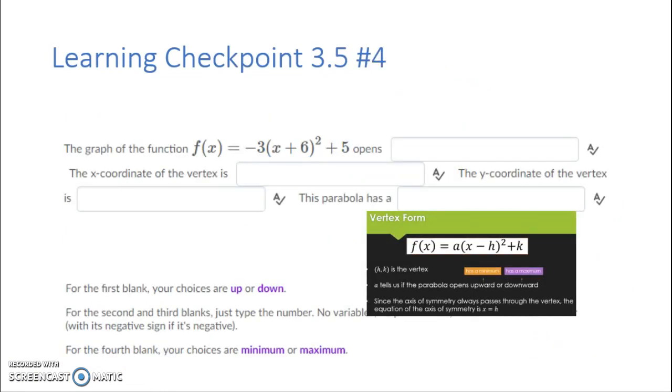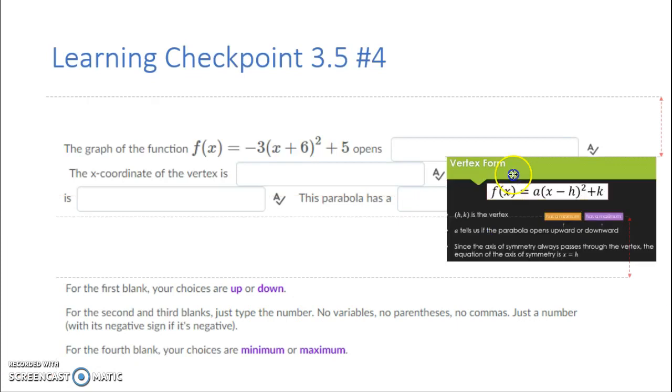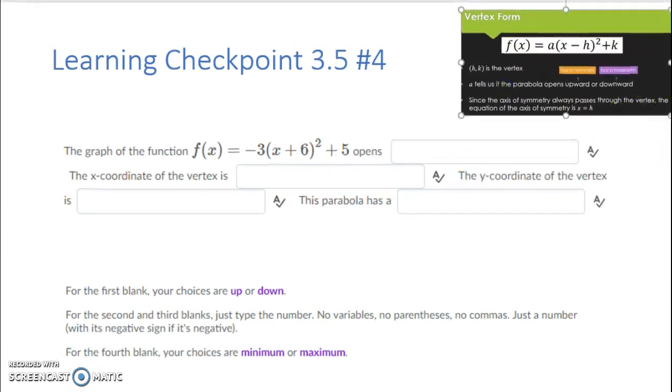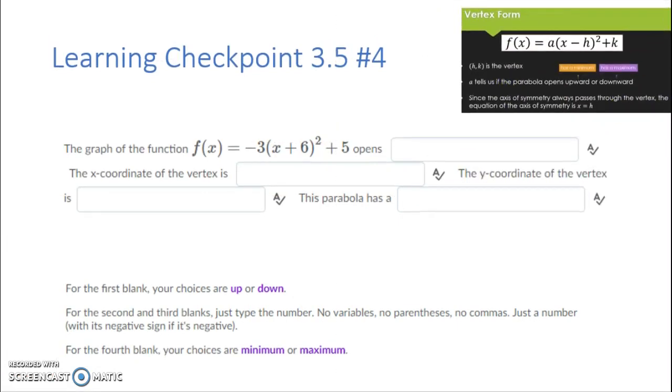The last question on this learning checkpoint says the graph of the function opens blank, the x-coordinate is blank, the y-coordinate is blank, and this parabola has a blank. Let me move those notes out of the way. This question had a hint for you, so when you click on it, you should be seeing this hint pop up in the question.